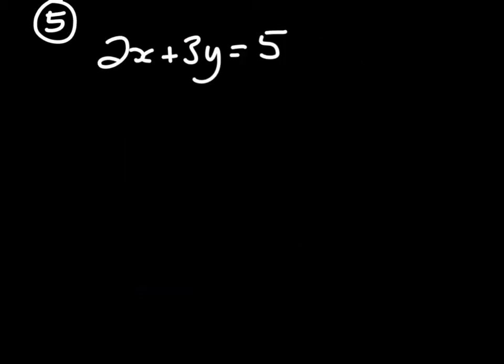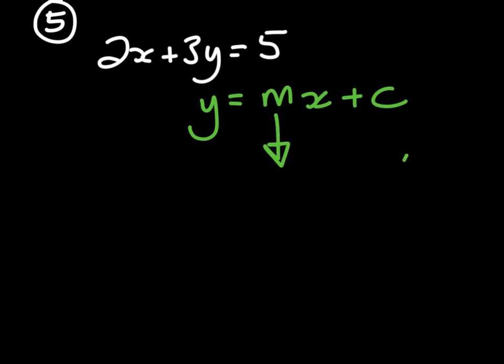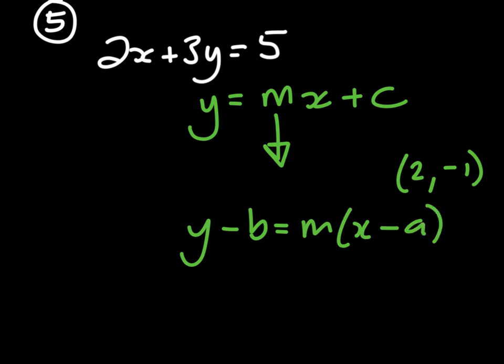Question 5, find the equation of the straight line which is parallel to this one. So the first thing we must do is rewrite it as y equals mx plus c. That way we can get the gradient. We know the point it's to go through is (2, -1). Substituting the gradient and that point into y minus b gives us the answer.